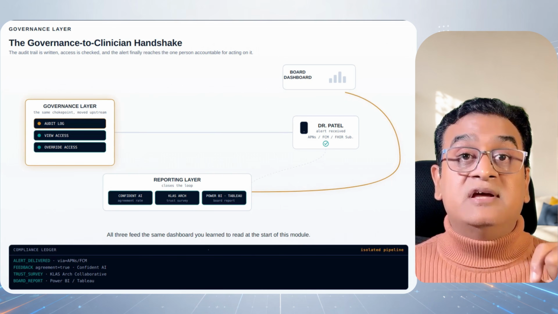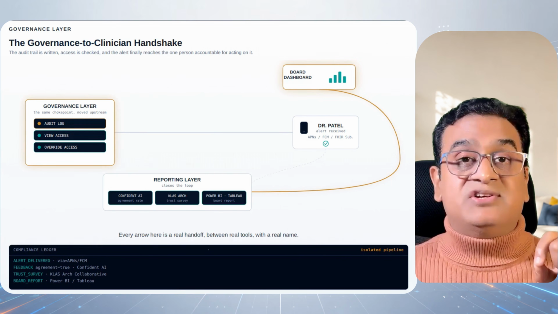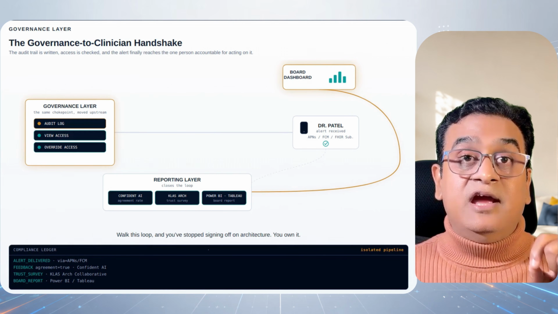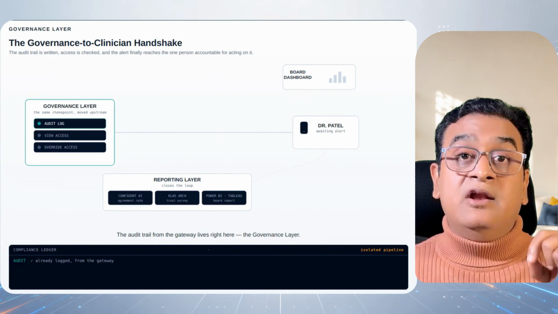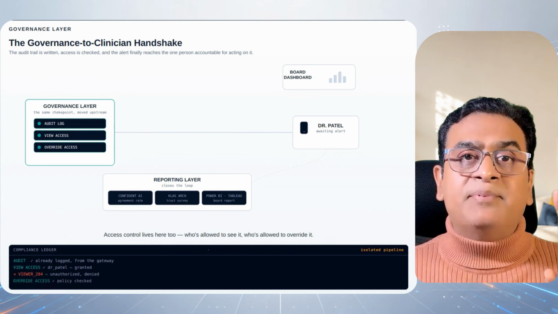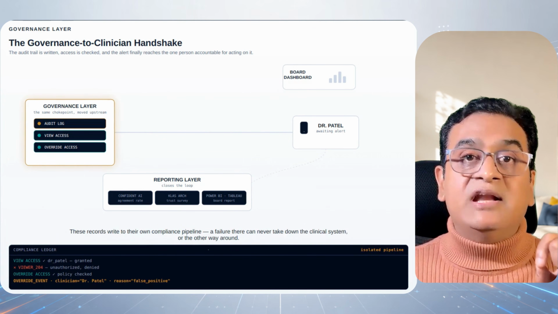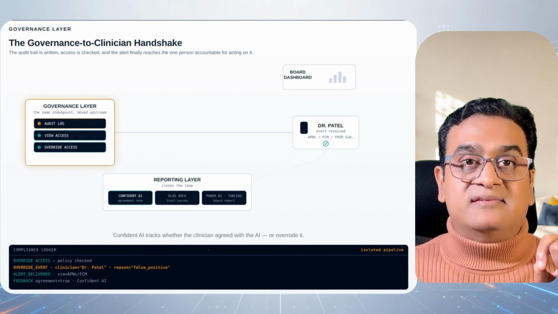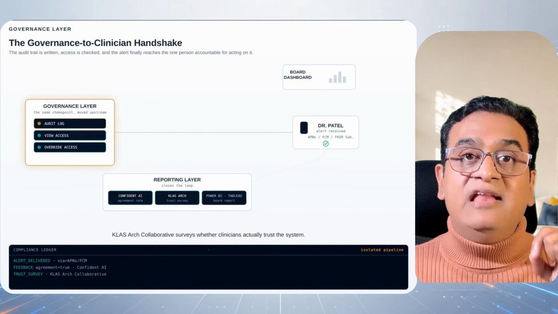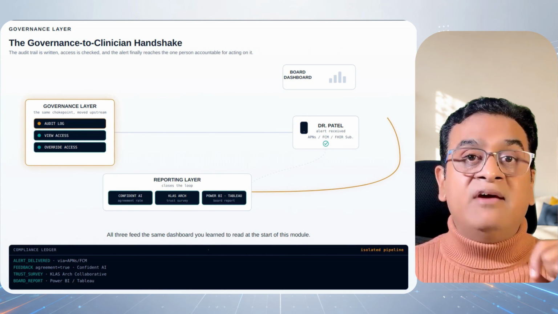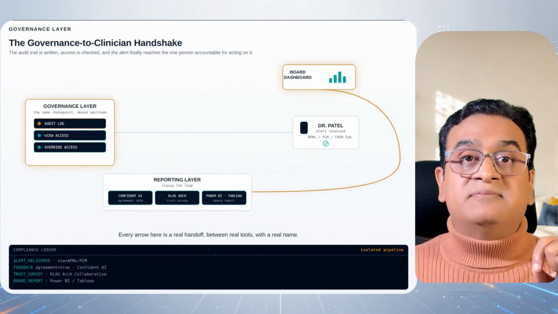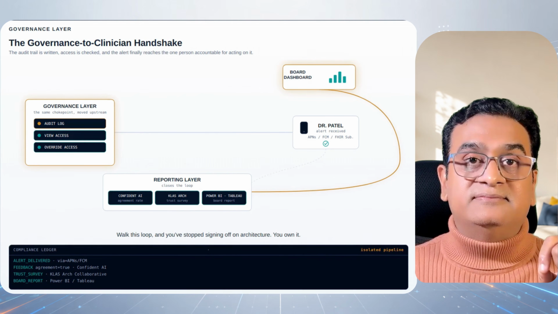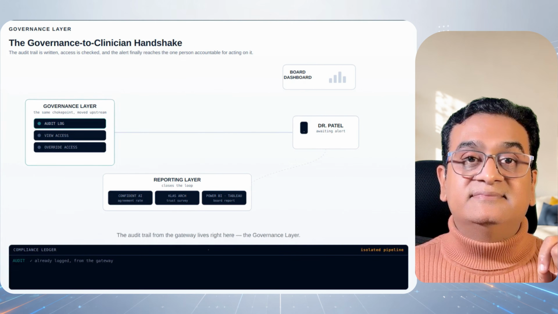Those audit logs get written as structured JSON events into their own dedicated logging pipeline, completely separate from the main application's data path. That separation really matters. A failure in the compliance system can never take down the clinical system, and the other way around.